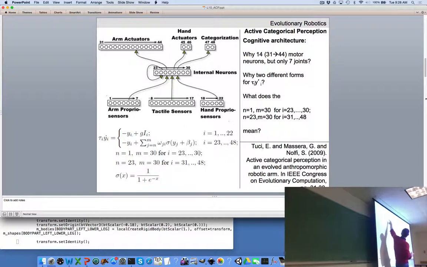Neurons 31 through 48, which are our output neurons, they are receiving neural influence only from neurons 23 through 30. Which ones are those?